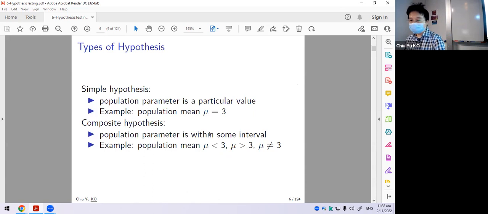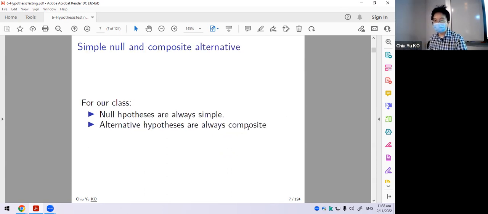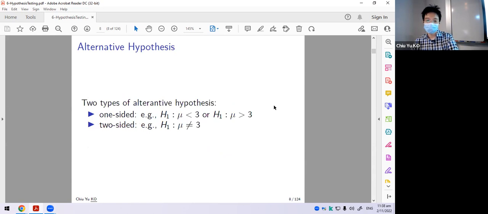And we have simple and composite hypotheses. I think that is easy. Simple means you say the parameter is equal to a particular value, and composite means more than one value, which means it's an interval: less than, greater than, or not equal to. So these are the two types. And I said in your class, we focus on a simple null and composite alternative. That is the easiest thing to do, and it's usually enough for most purposes, so that's fine.